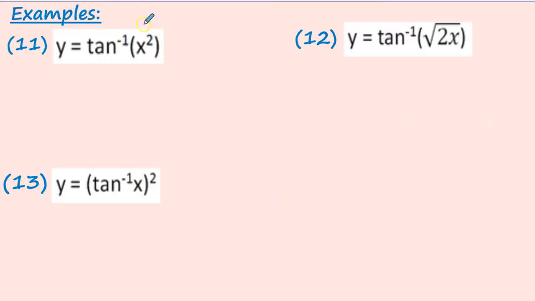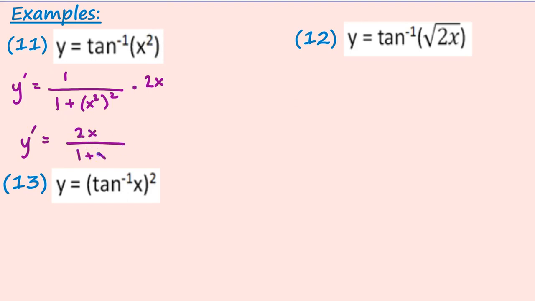All right, using the chain rule here with an x squared on the inside, we have the derivative of inverse tangent is 1 over 1 plus whatever is there squared. So it's not just an x this time, it's an x squared that we square, times the derivative of x squared, which would be 2x. So then we can rewrite that as 2x over 1 plus x to the 4th power.